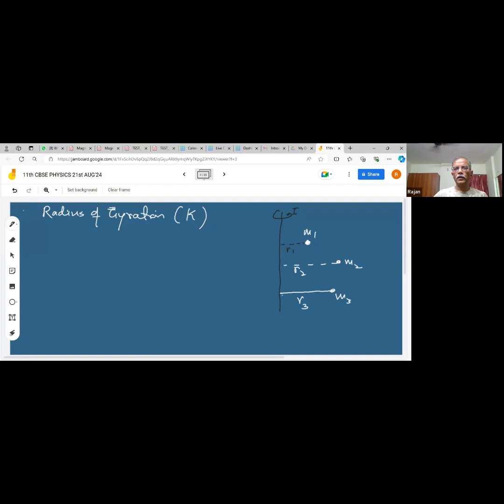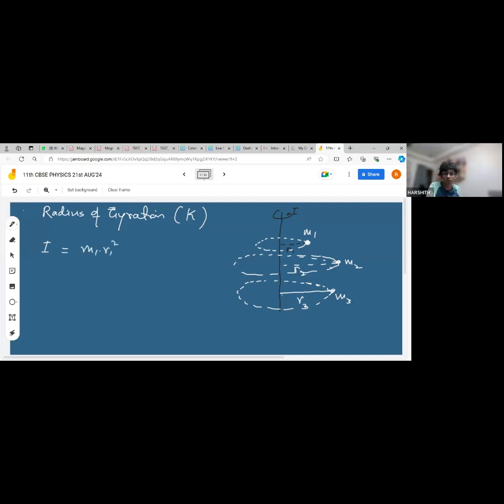These are the particles. So everyone is rotating about this axis in a circular path like this, in the horizontal circular path, right? That is what is happening. So in that case, moment of inertia, if I am writing, what will I be writing? Can you tell me? I will be M1 R1 square plus M2 R2 square plus one more, M3 R3 square. Am I right? Can we write like this?